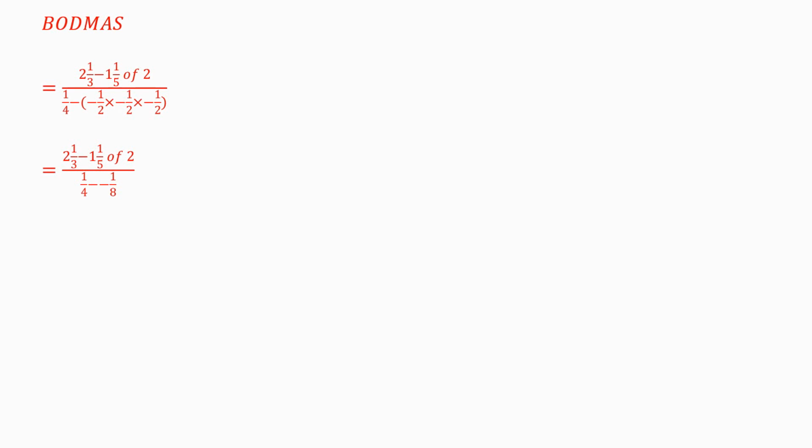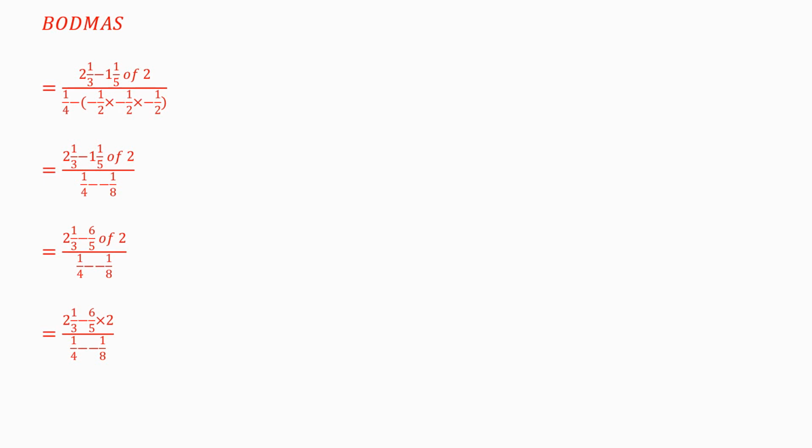Then the next step in the order of operations is of. And so we have 1/5 of 2. We simplify that first by writing the 1 and 1/5 as an improper fraction. That gives us 2 and a third minus 6/5 of 2 over 1/4 minus negative 1/8. And then of can be written as a multiplication. So we have 2 and a third minus 6/5 times 2 divided by 1/4 minus negative 1/8.